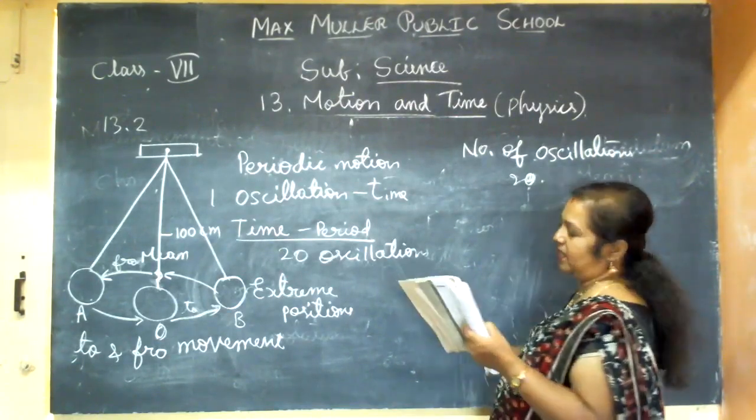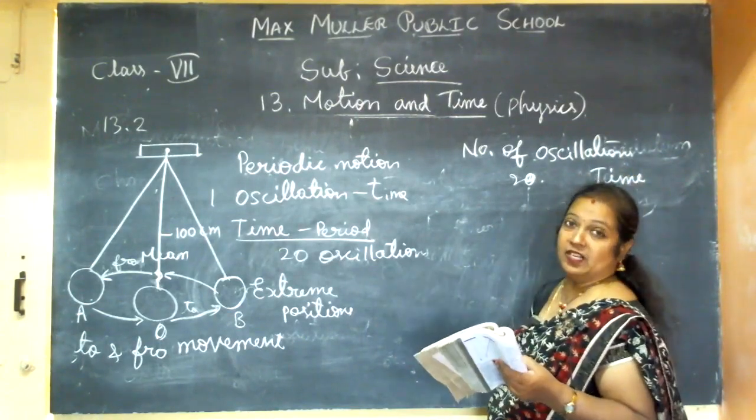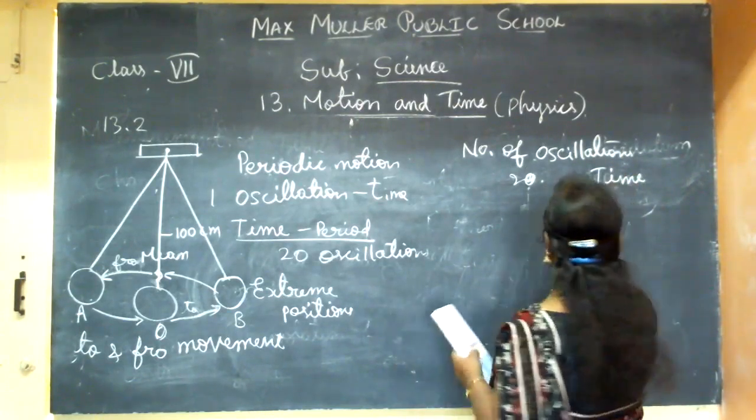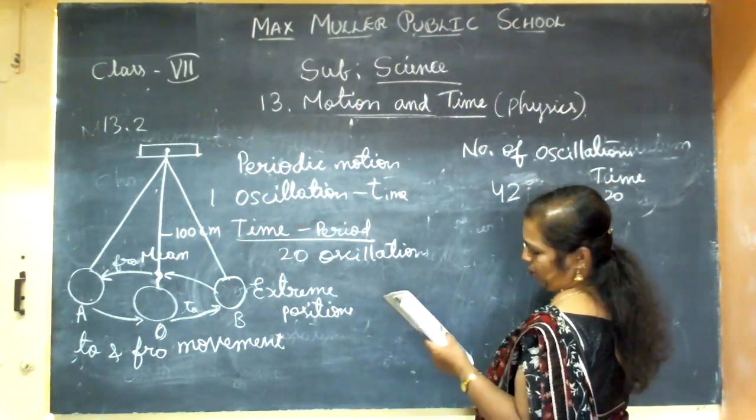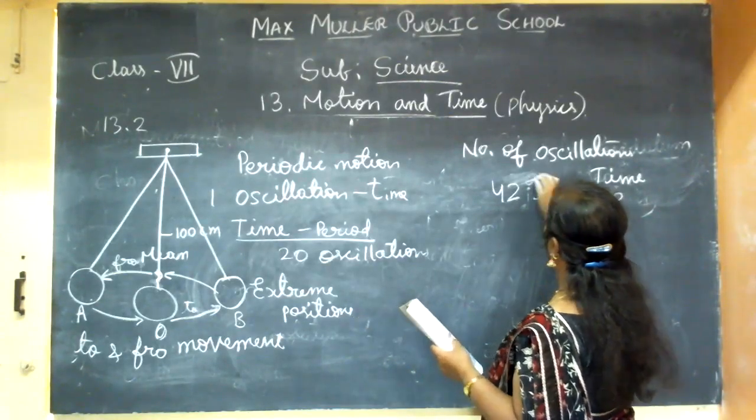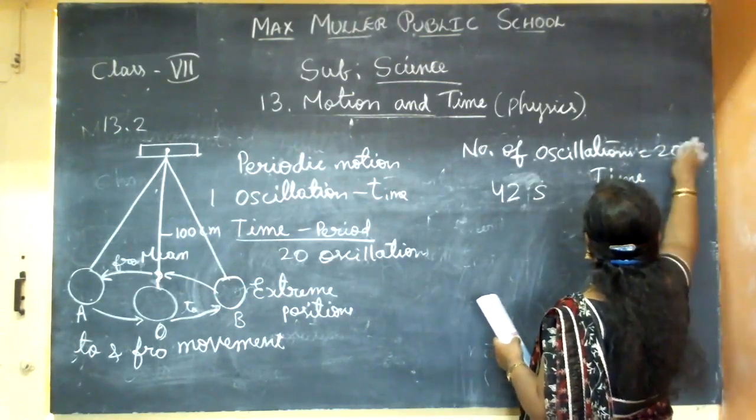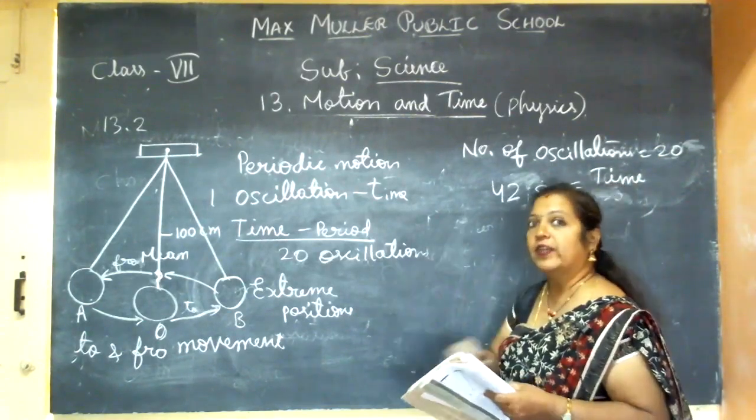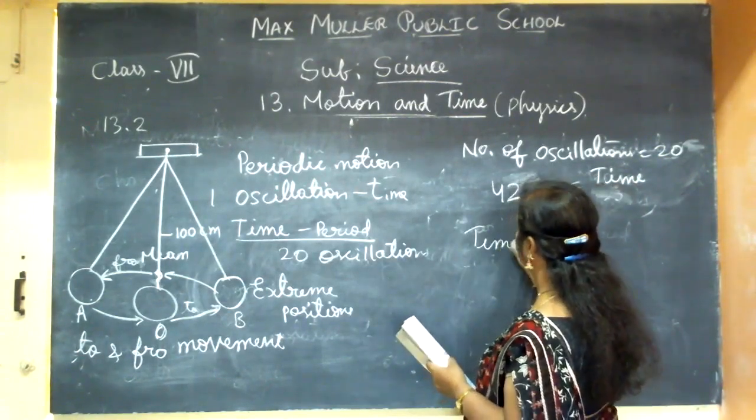We have fixed 20. As for the time taken, for reference they did it once: time taken for 20 oscillations is 42 seconds. Number of oscillations 20, timing 42 seconds for 20 rounds. Now you have to calculate the time period.